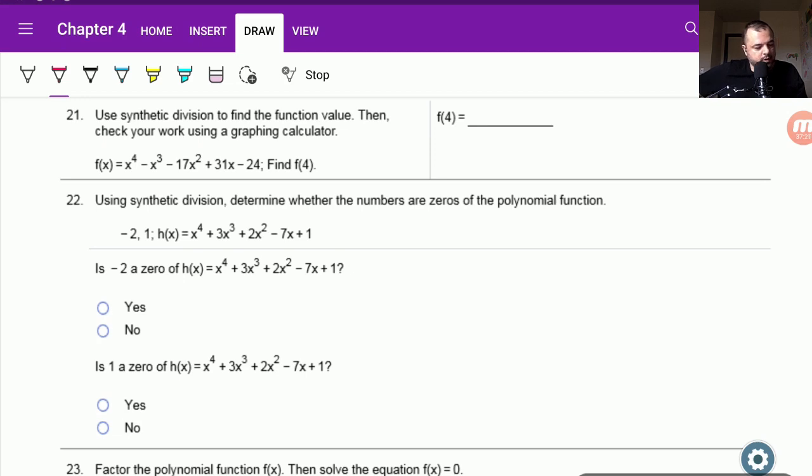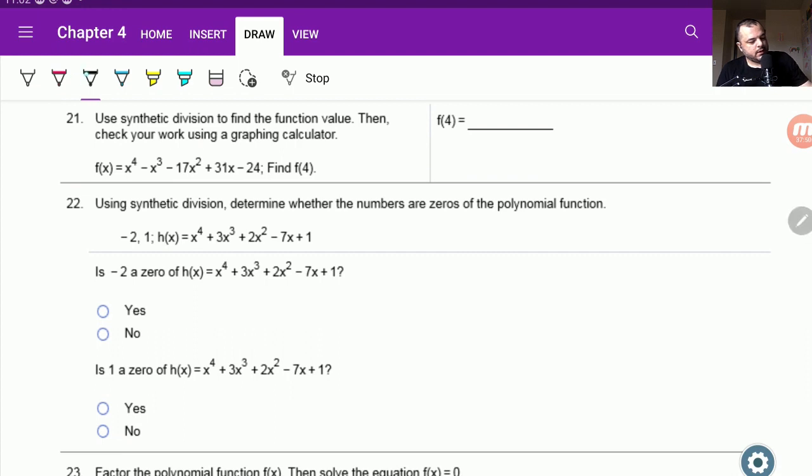Use synthetic division to find the function value. Then check your work using graphing calculator. So the function is x to the power of 4 minus x cubed minus 17x squared plus 31x minus 24. We need to find f of 4.